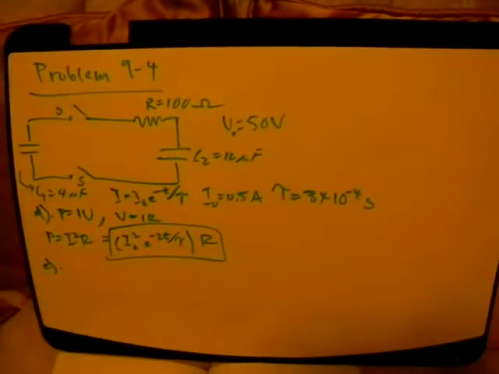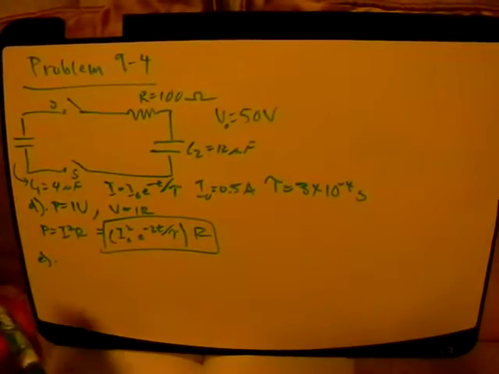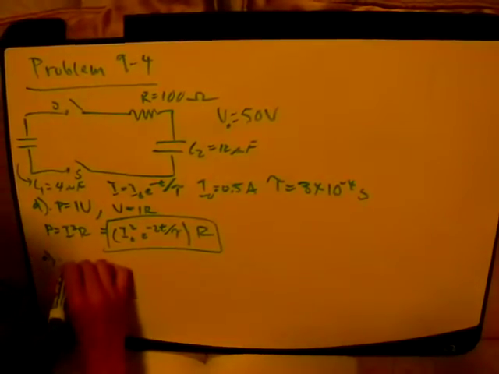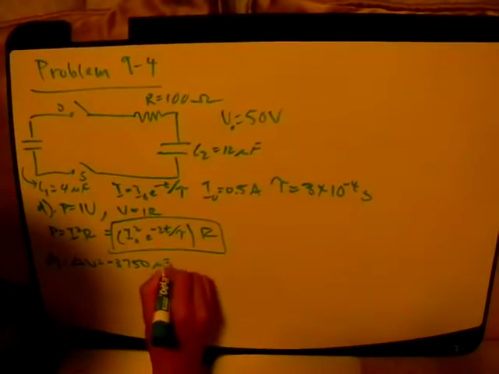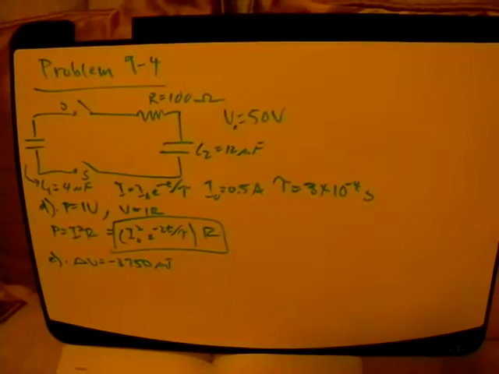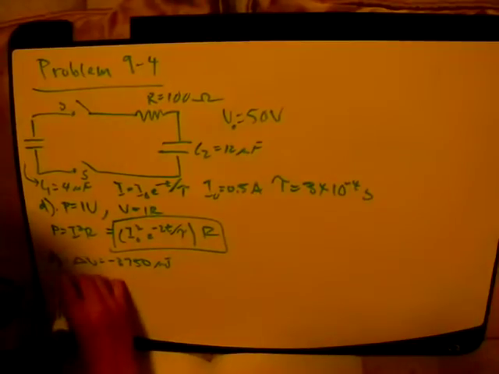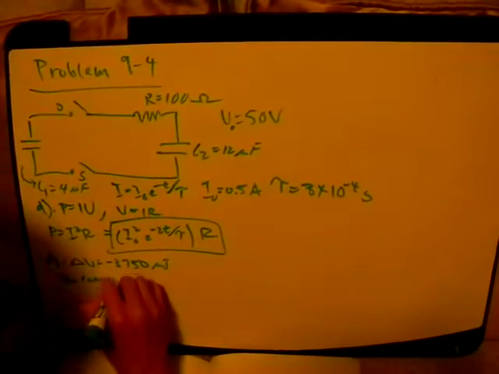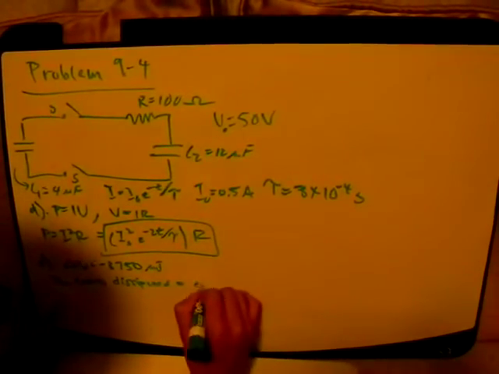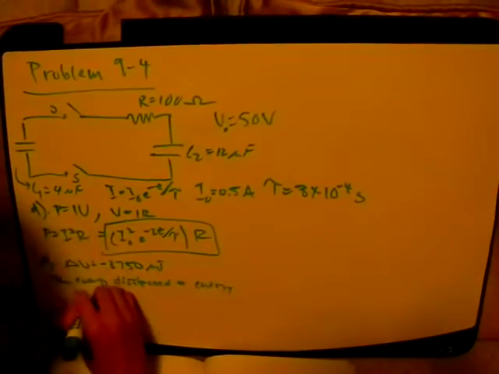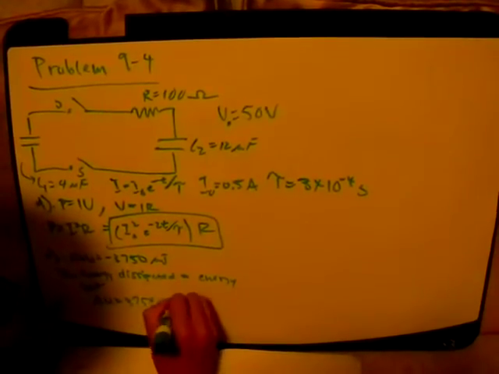I can do E here, I have enough space. How much energy is dissipated in the resistor from the instant the switch is closed? So basically from initial to final. From part B, we determined that the change in energy was equal to negative 3,750 microjoules. Well, the energy had to go somewhere, and it is dissipated in the resistor. So from part B, you can say that the energy dissipated is equal to energy lost, but it has to be positive. So the energy dissipated is 3,750 microjoules.